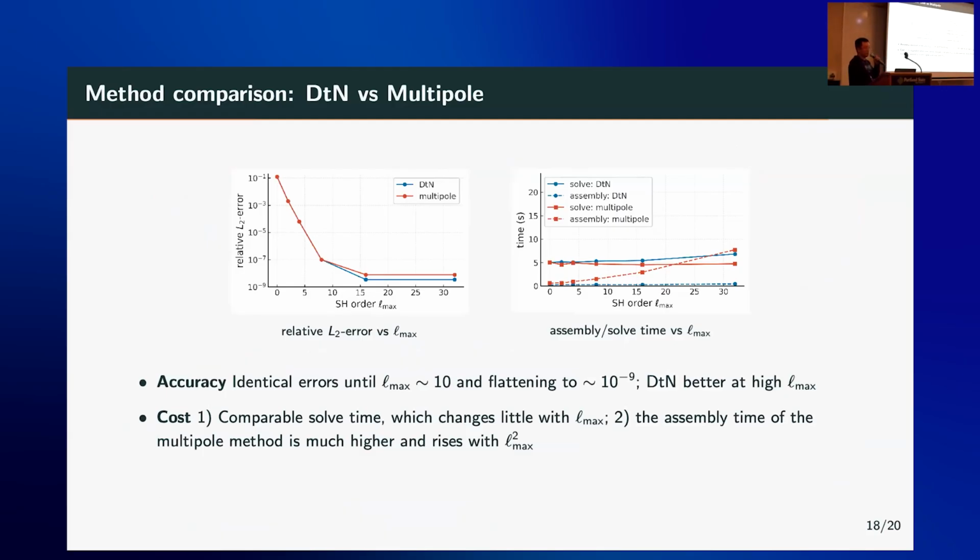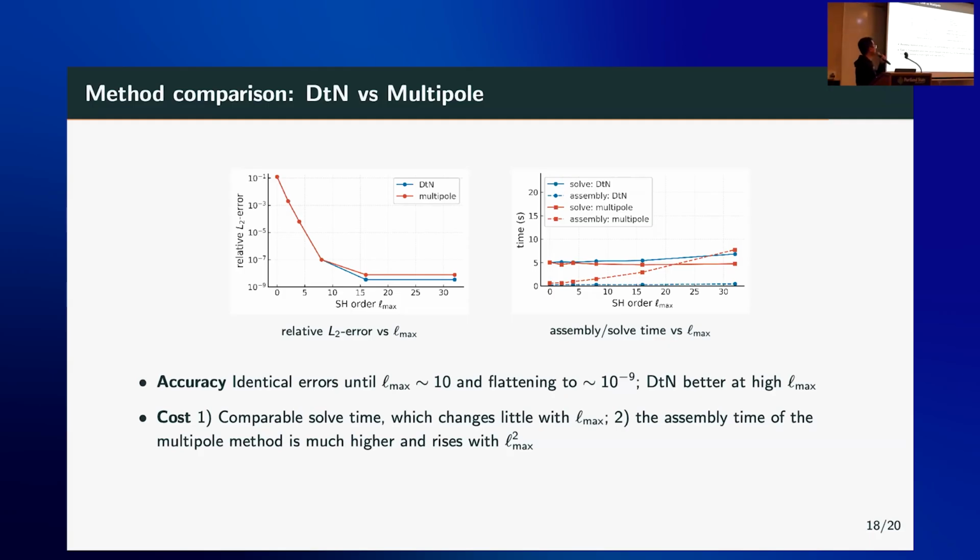And we compare the two methods that we have established. We can see that for the accuracy, the DTN method and multipole method actually have identical errors until high orders, like L about 10, and then it flattens because then the FE discretization sets in. But the DTN is slightly better at high L max. We suspect that is because when forming the DTN operator, we did one quadrature, but in the multipole operator, we did two quadratures. So this may introduce more errors.